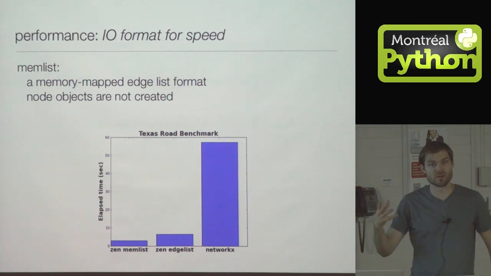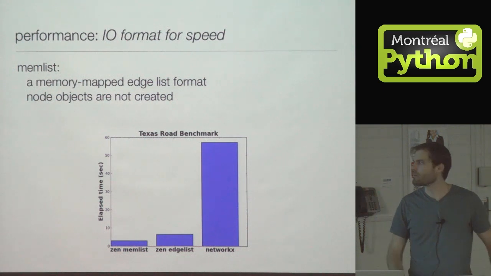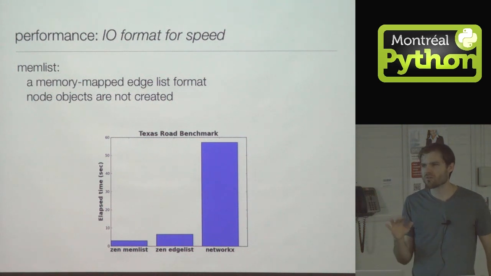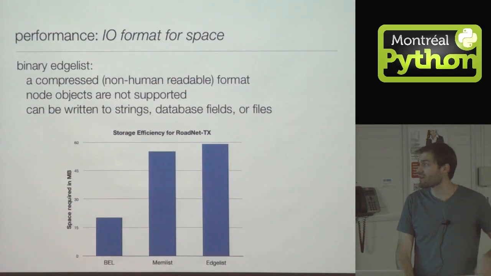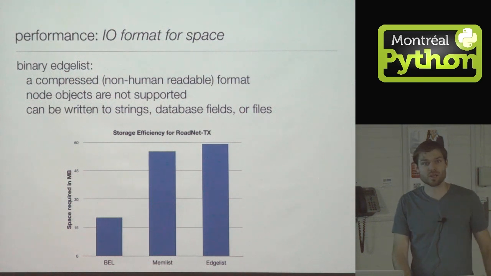So if you want to load Wikipedia from an edge list format, the standard one, it will take on the order of about 15 minutes to load, and that's not assuming you have plenty of memory. It'll take on the order of about a minute using Zen's libraries. So you get a tremendous speed improvement if you use some of the input and output functions that Zen supports. And we've developed our own in order to accommodate really large scale network analysis.